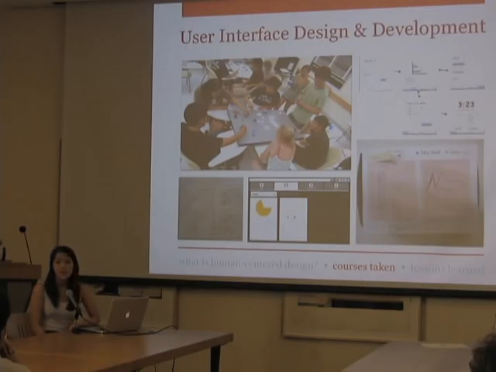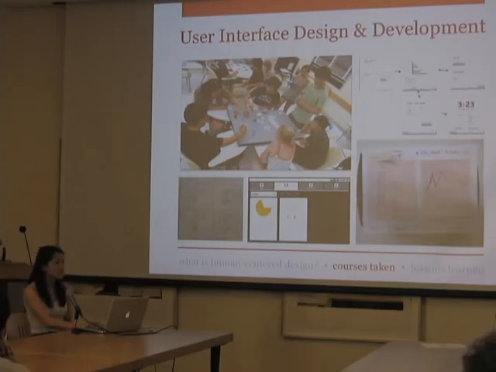So CS 160 on user interface design and development was my first introduction to human-centered design. So not only did we learn about the various human-centered design methods like storyboarding and creating prototypes, but we also learned how to write technical specs, set deadlines for a project, and we were actually able to implement all our design ideas in software. So for our semester-long project, my group developed an Android mobile application to help competitive poker players keep track of their playing scores.